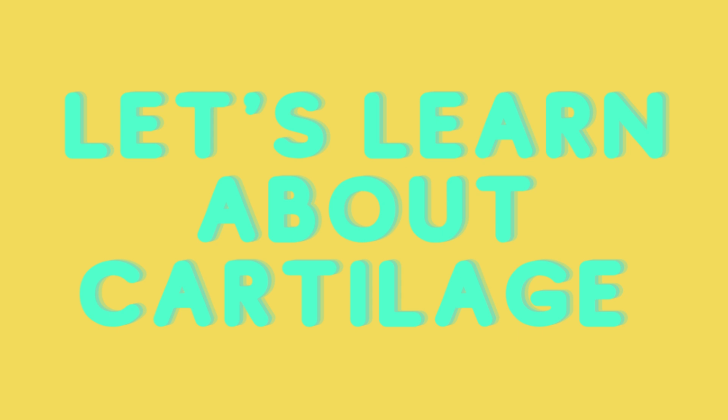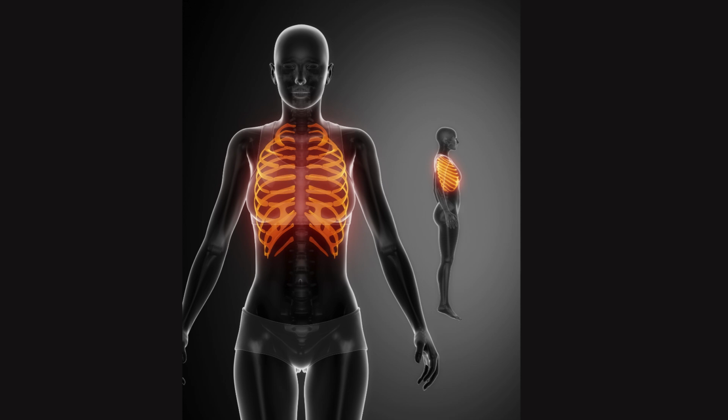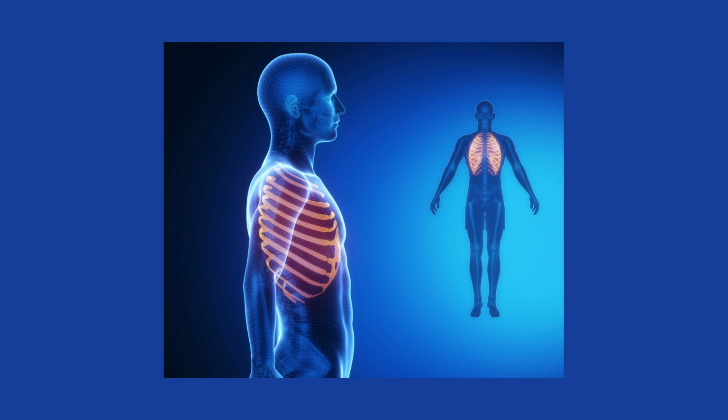There are different types of cartilage, 3 types. The first will be the hyaline cartilage, which is the most common in the body. It is found in our ribs, nose, voice box, and windpipe.